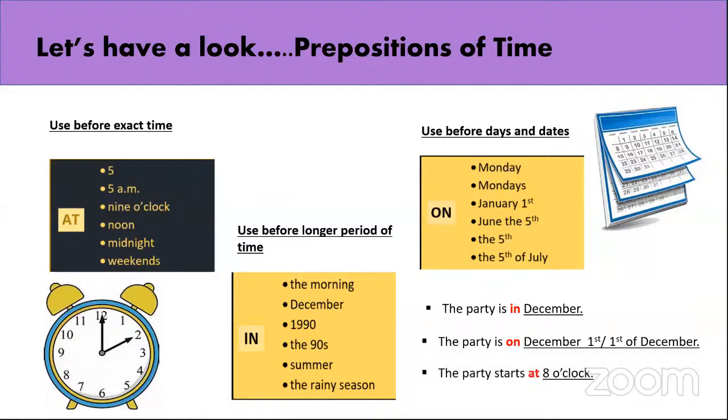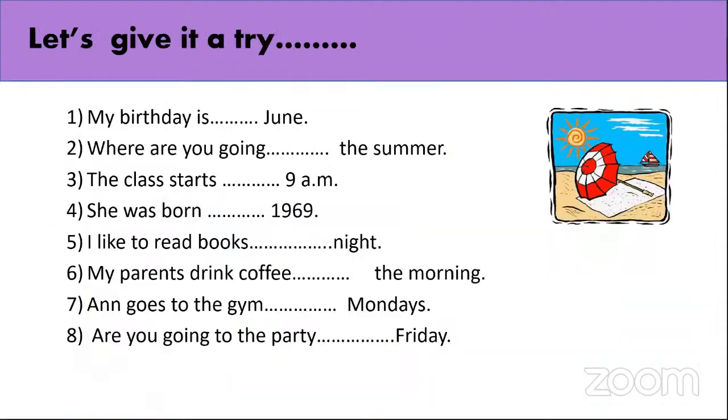Okay, next one. The party starts at 8 o'clock. Time, exact time is discussed. So you have to use at there. Okay, now you have the knowledge of prepositions of place as well as the prepositions of time. Okay, shall we do a small activity? There are 8 sentences. Let's give it a try.